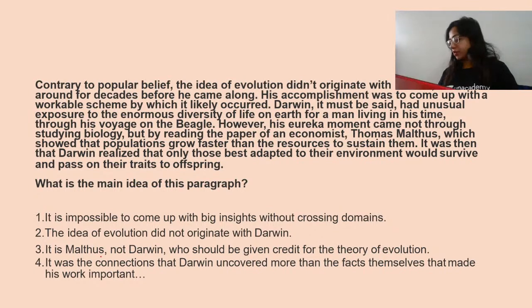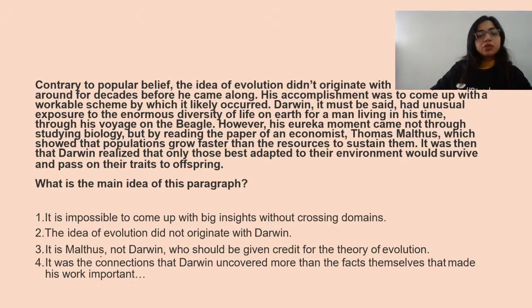Now let's start cracking. So it says that, contrary to popular belief, the idea of evolution did not originate with Darwin, but was around for decades before he came along. So, as we say that Charles Darwin's theory of evolution, we attribute the theory of evolution entirely to Darwin, but it's not so. Okay? It was around for decades before he came along. So, what was his accomplishment? His accomplishment was to come up with a workable scheme by which it likely occurred.